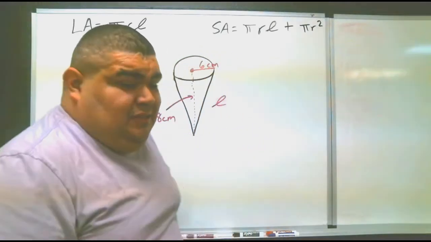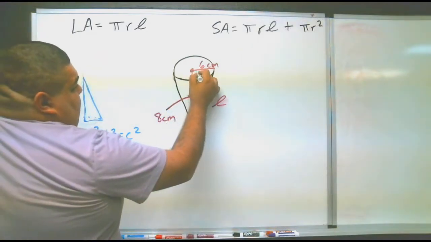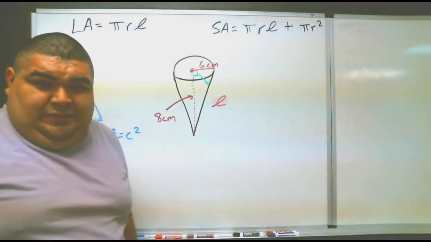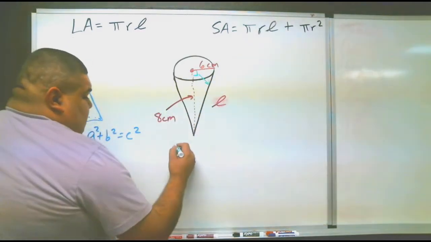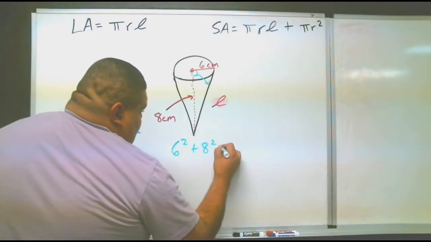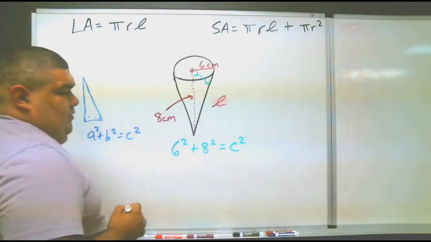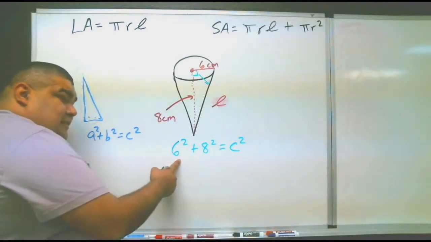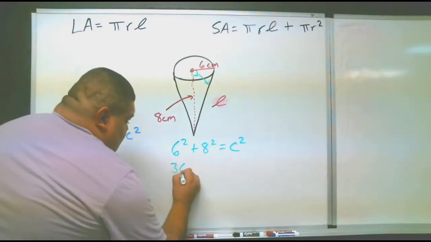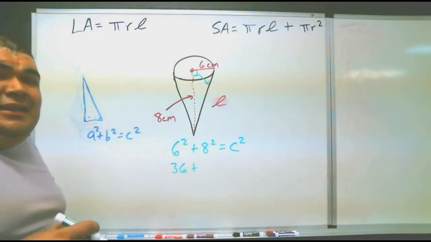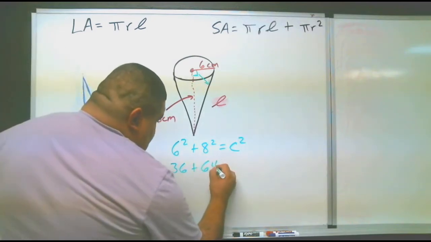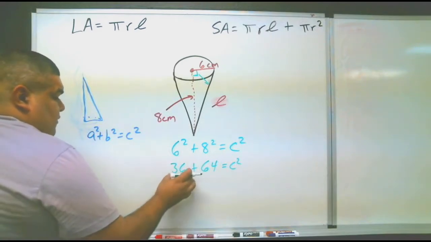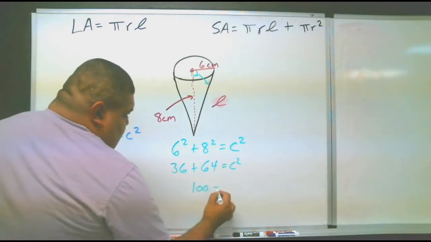C is always across from your 90-degree angle. Notice that it creates a 90-degree angle here. Across from the 90-degree angle is always your c. So I'm going to say 6 squared plus a squared equals c squared. 6 times 6 is 36, plus 8 times 8 is 64, equals c squared. Then we combine, since they're like terms: 36 and 64 is 100, equals c squared.